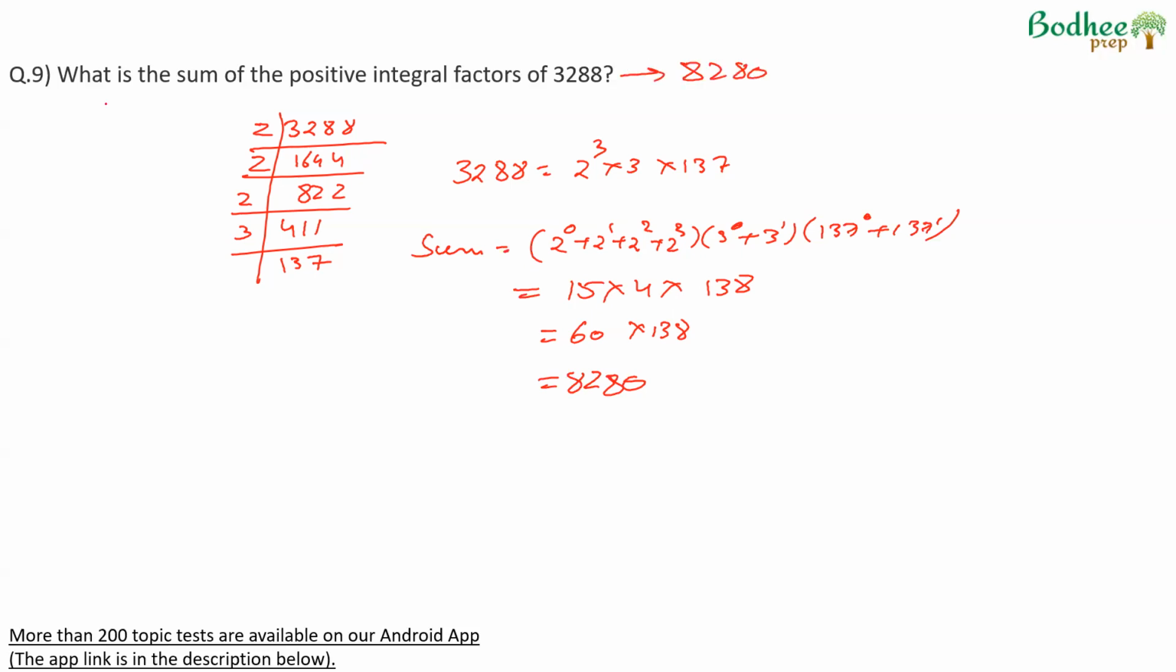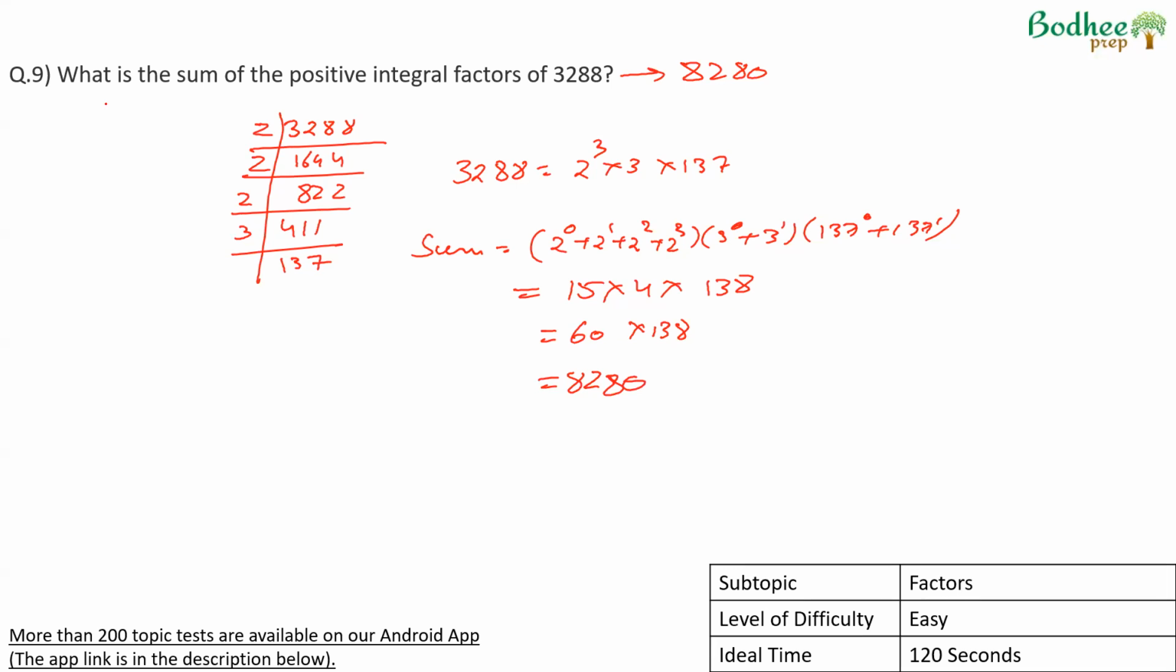I'll call this an A, again an easy question because the concept is straightforward, a direct application of the formula. We have to factorize 328, that could be the only challenging part in this question, and therefore I'll say about 2 minutes to solve.